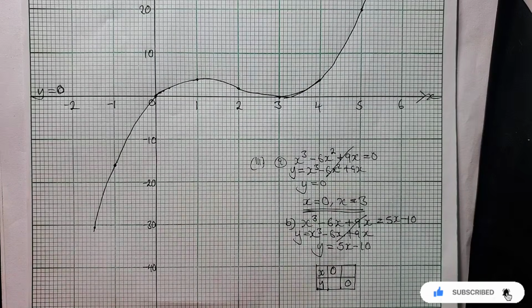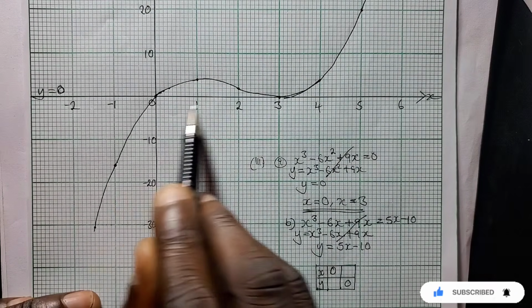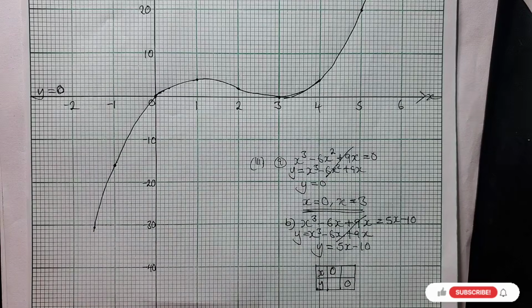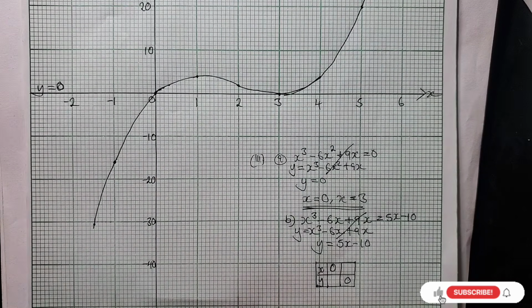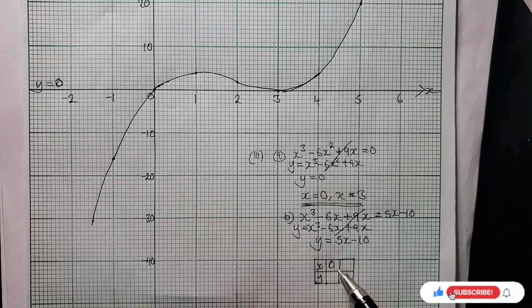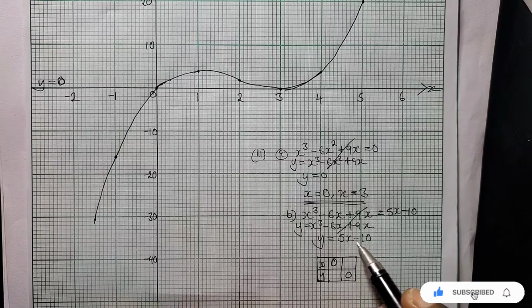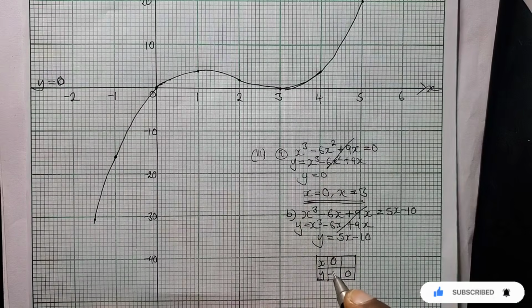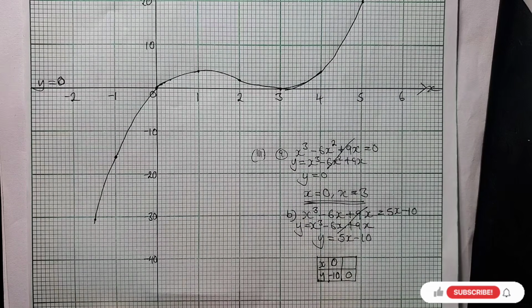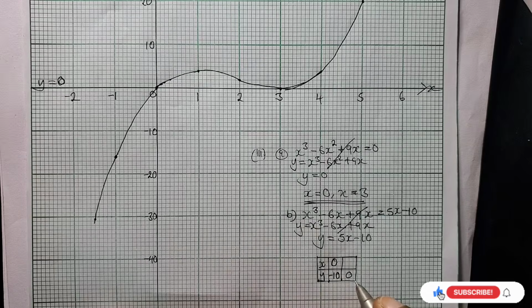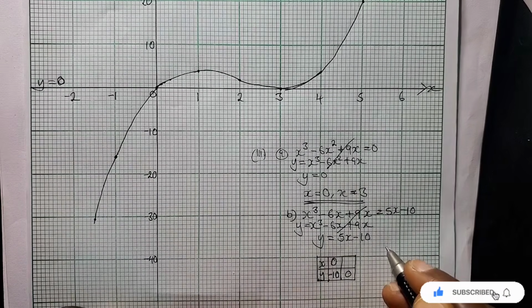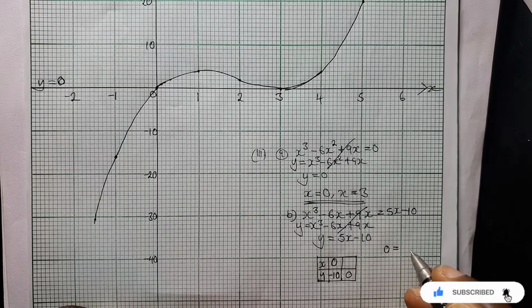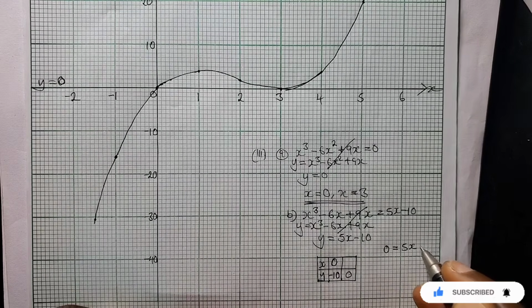Another way is just to get the first 2 positive numbers of x. You still find the same answer. Now, if x is 0 here, what is the value of y? 0 times 5 is 0. 0 minus 10 is negative 10. So here, you're going to have negative 10. Now, when y is 0, what is the value of x? So let's substitute y with 0.